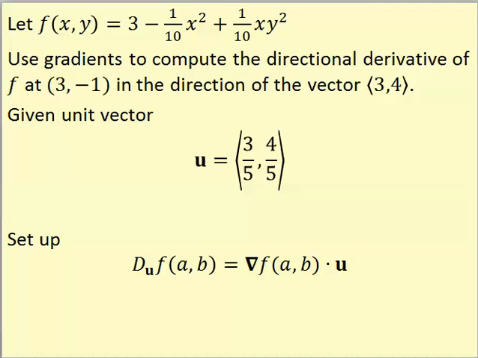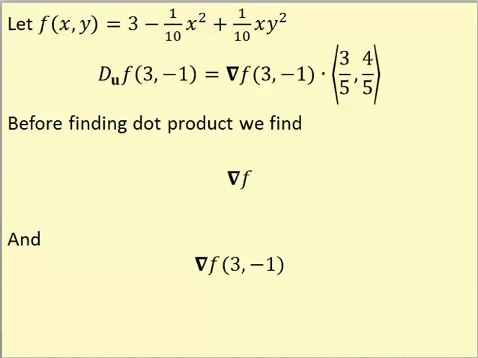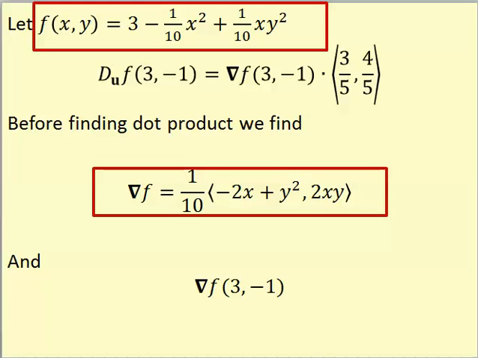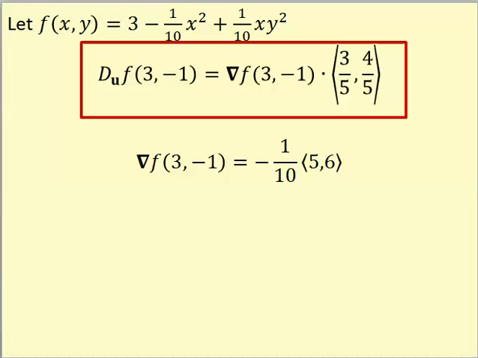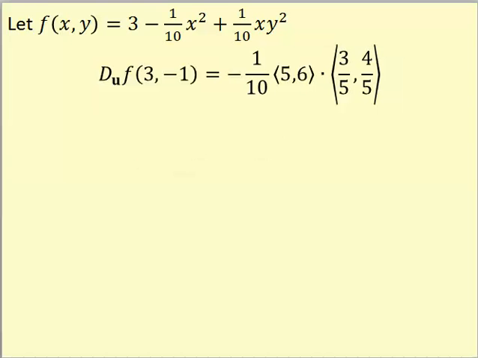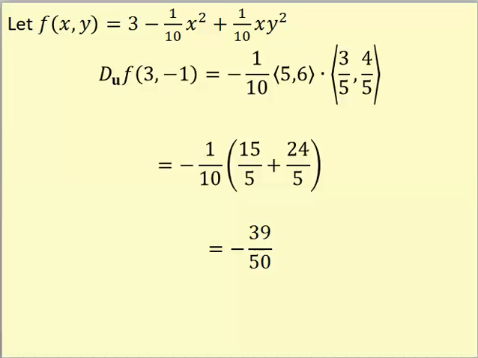Set up the directional derivative. Find the gradient of f and evaluate it at (3, -1). The gradient of f, and now evaluate it at (3, -1). Put our result into the directional derivative and find the dot product. And simplify. And we get -39/50.